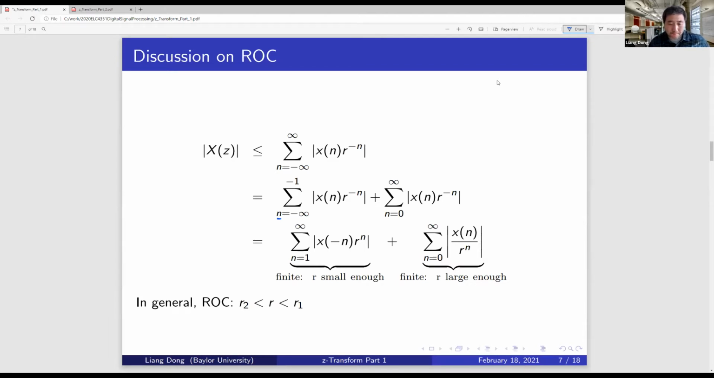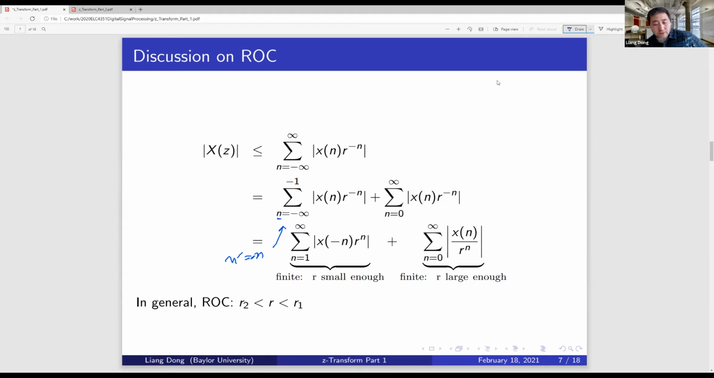Okay. We change the variables. So basically we make n prime equal to negative n, and you plug in. So with n prime, you just remove the prime and call your variable n. So n from 1 to infinity, x[-n] times r to the power n, absolute value. That's the first term. And then we have the second term here.